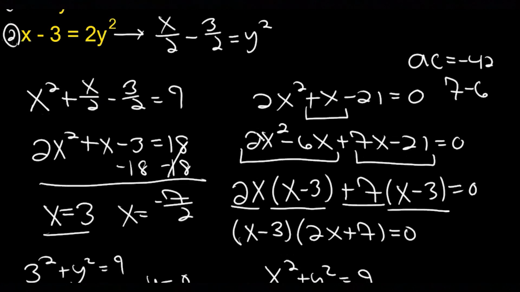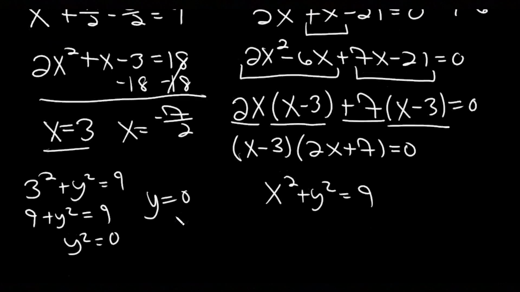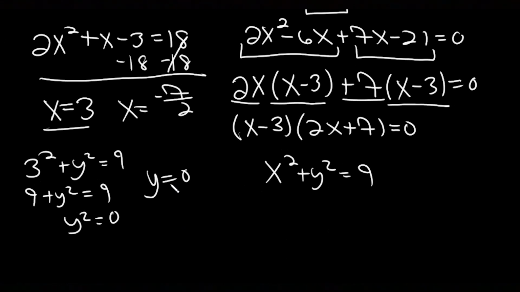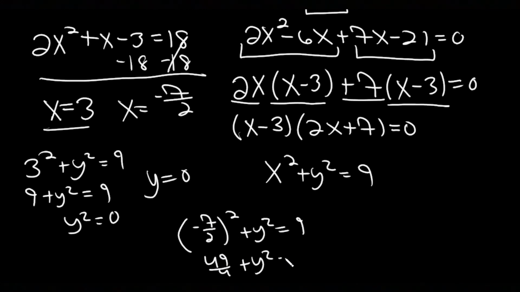We have to do it now for negative 7 over 2, and we're going to plug it into that same equation. All right. So plugging in negative 7 over 2, we get the following. So in parentheses, negative 7 over 2, and then squared, right? Plugging it into x, plus y squared equal to 9. When I do this out, I get 49 over 4, right? Applying that exponent to both the numerator and denominator, and then plus y squared equal to 9.